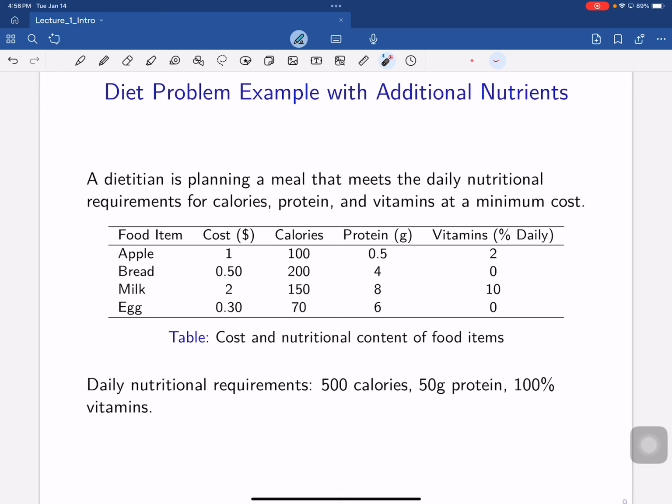Supposedly, you are, let's say, a poor man or a poor woman trying to find a minimum cost plan that meets your daily nutritional target, right? Supposedly, for someone to survive, you need 500 calories, 15 grams of protein, and 100% vitamin, right? You want to decide how many of these food items you should buy in order to satisfy those requirements, while you want to minimize the cost.